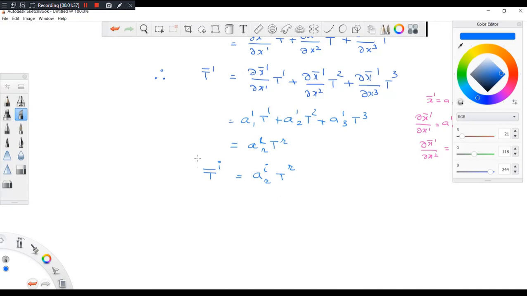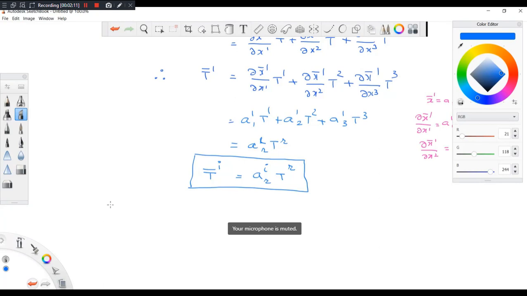Okay, so here the transformation law for a contravariant vector is this in a rectangular Cartesian coordinate system. If the transformation is from one Cartesian coordinate system to another Cartesian coordinate system, the partial derivatives you can merely replace by the direction cosines. So this is the idea which I want to tell you.